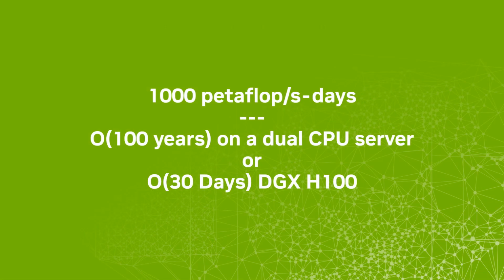To give you a reference on the computing power, if we would try to train one of these models on a typical dual CPU server, it would take us around 100 years to reach convergence. Whereas if we train it on our latest DGX H100, which is powered by 8 H100 GPUs, it would take us around a month to reach convergence.